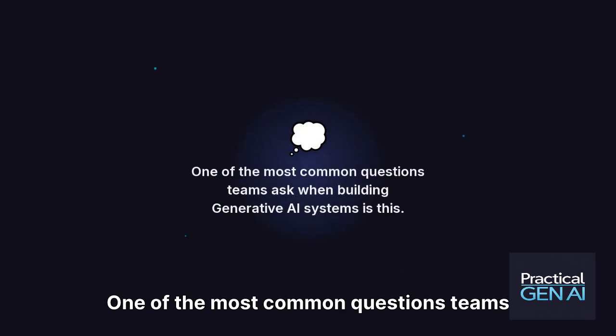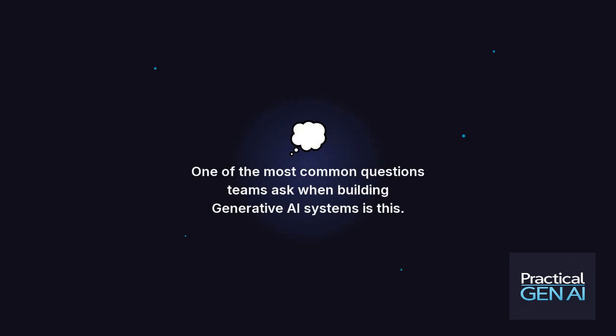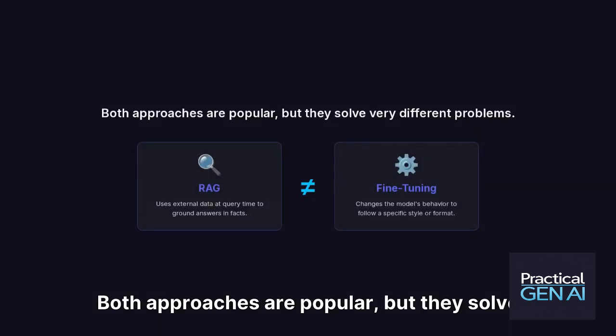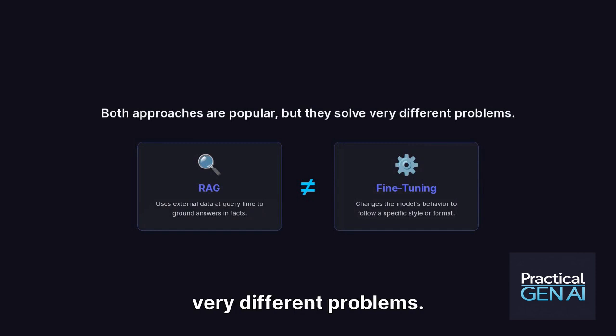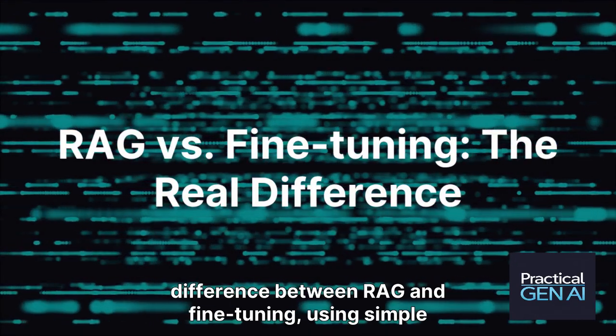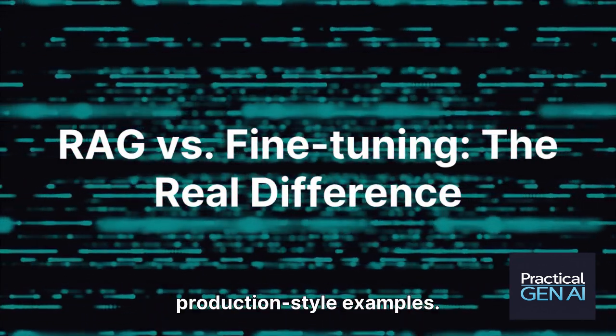One of the most common questions teams ask when building generative AI systems is this: should we use RAG or should we fine-tune the model? Both approaches are popular, but they solve very different problems. In this video, I'll explain the real difference between RAG and fine-tuning, using simple production-style examples.